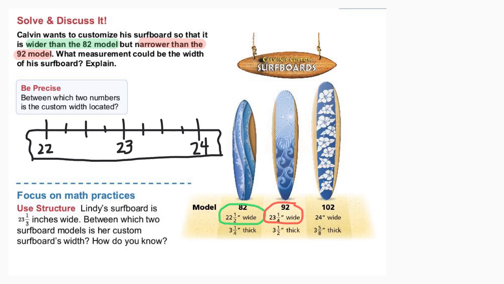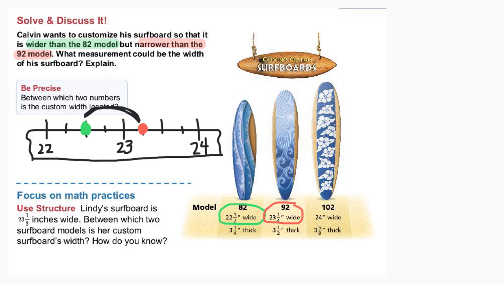We've been talking a lot about representations, so I drew you part of a ruler, and it looks like model 82 is going to be 22.5, so that's right here, inches wide, and the 92 model is 23.25, so that's right here. And he wants it somewhere in between there. Well, there's an awful lot of numbers in between there.